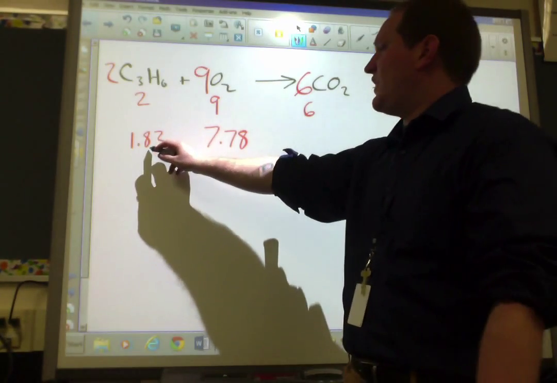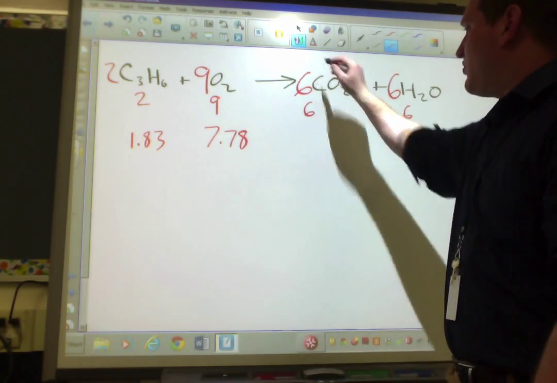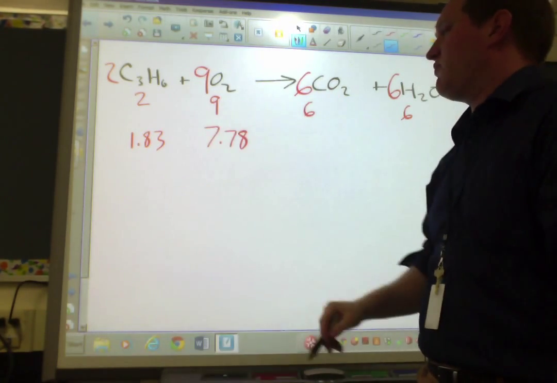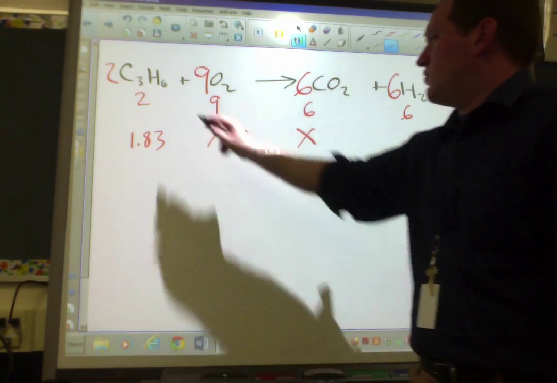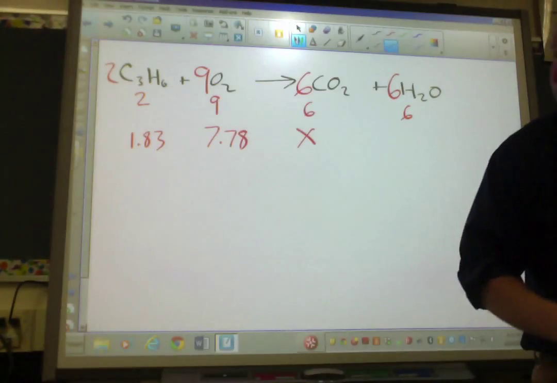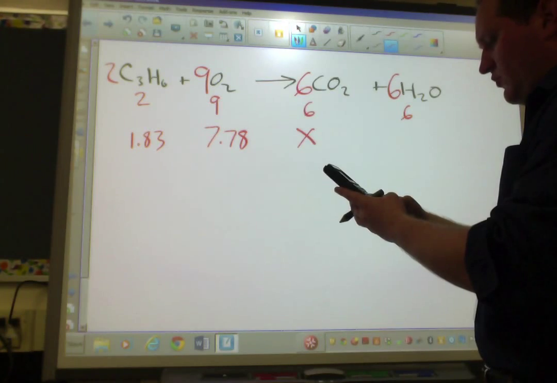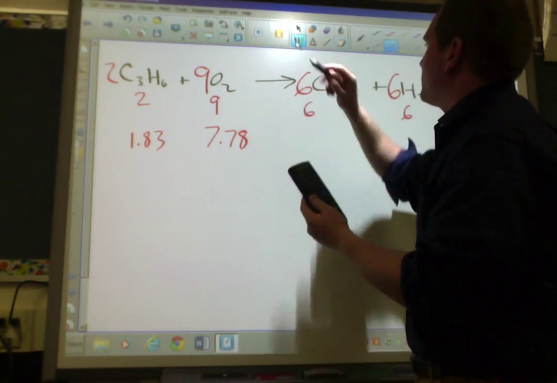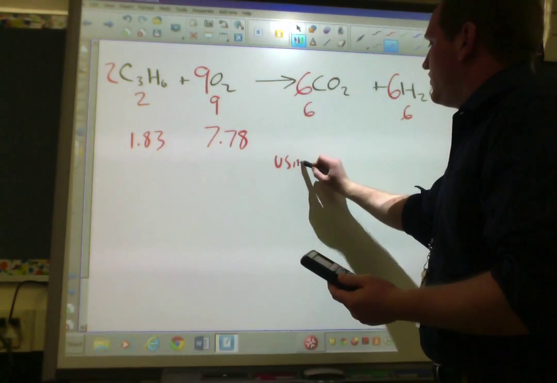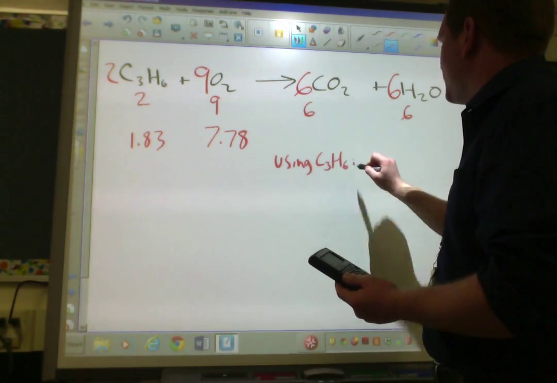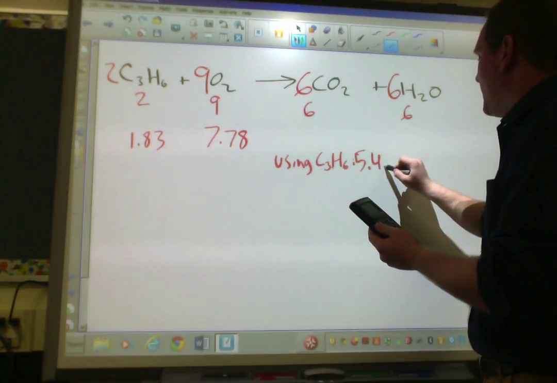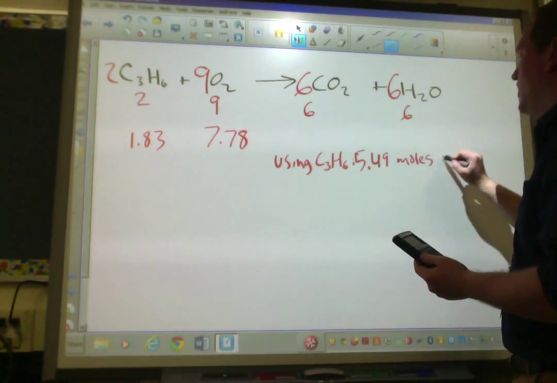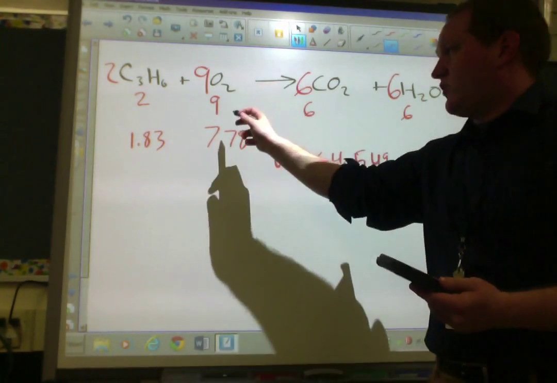So using 1.83 moles of C3H6, how much CO2 could I get? So it's a 2 to 6 mole ratio, or a 1 to 3. So I could just multiply this by 3, or just work with the x. So 2x equals 3 times this. So it's going to be 5.49. Okay, so here's what I'm going to write. And this is important. Using C3H6, we're going to get 5.49 moles of CO2.